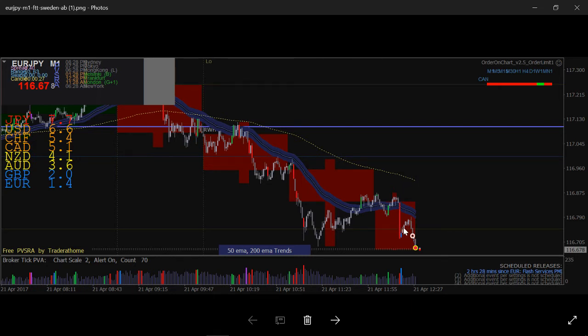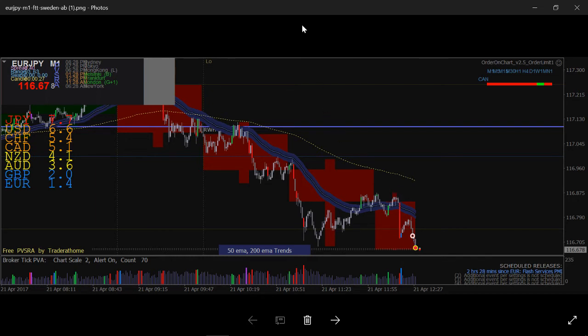After that, you have a small retrace back to the dragon, and after that, you have price action going bearish, so it's going down again. I opened my position here, targeted 5 pips, and then closed it here. So what I want you to look at.